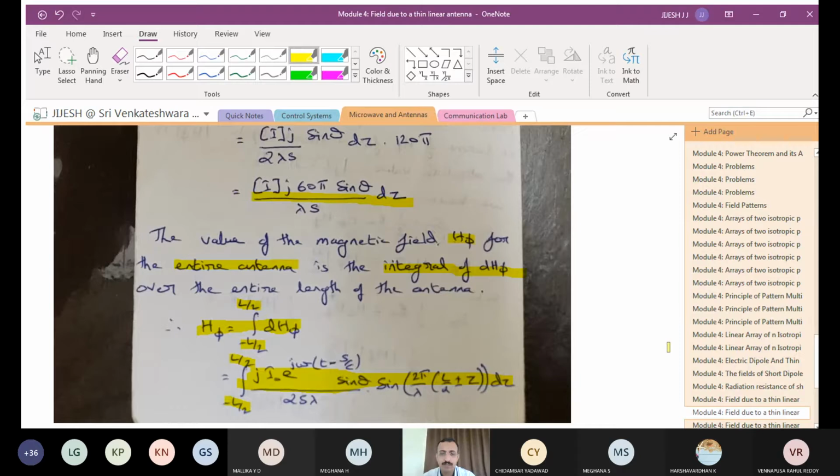You can try to take some of the constant terms outside and do the integration for the limits minus L by 2 to L by 2 of j I naught e to the power of j omega t minus s by c sin theta sin of 2 pi by lambda times L by 2 plus or minus z dz, divided by 2 s lambda. So you can do this integration. We'll be doing it now.